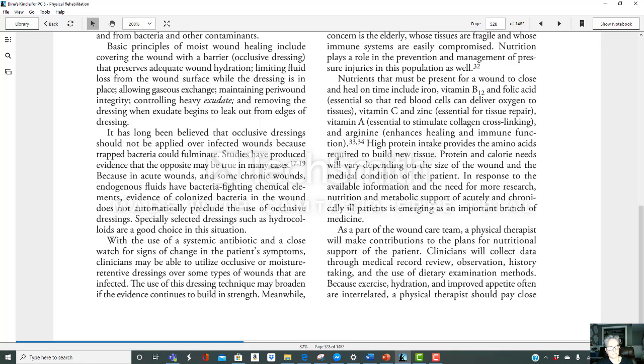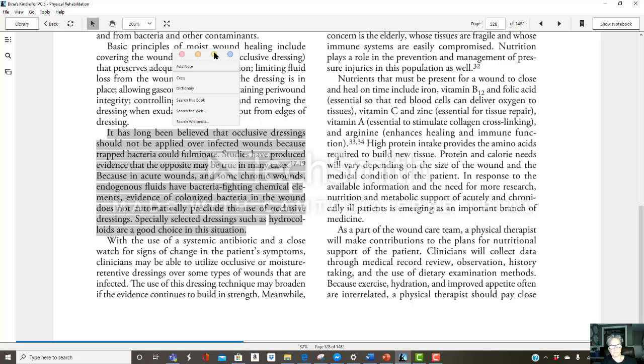It has long been believed that occlusive dressing should not be applied over infected wounds because trapped bacteria could fulminate. Studies have produced evidence that the opposite may be true in many cases, because in acute wounds, and some chronic wounds, endogenous fluids have bacteria-fighting chemical elements. Evidence of colonized bacteria in the wound does not automatically preclude the use of occlusive dressings. Specially selected dressings such as hydrocolloids are a good choice in this situation.